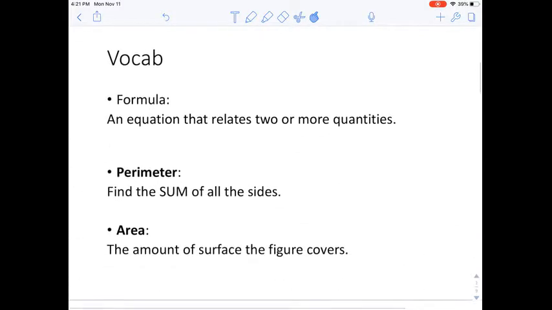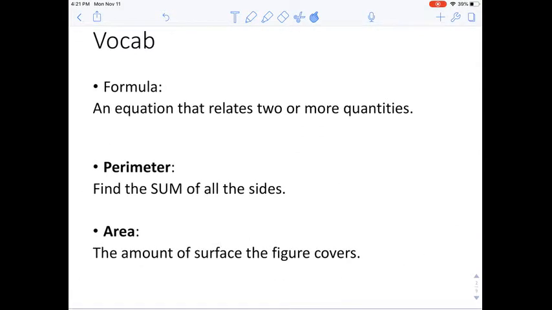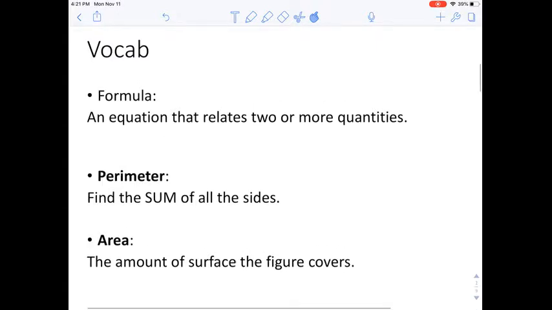So, a few vocab words. We will be writing this down when we do lesson 5.1 and 5.2 together, but just so that you have some background knowledge as we go through, we'll go over it quickly. Formula: an equation that relates two or more quantities. Perimeter is the sum of all the sides. Sum is addition. So for perimeter, we add up all the sides of our shape. Area is the amount of surface that the figure covers. When we find area, for a rectangle, it's base times height. For a triangle, it's 1/2 base times height.